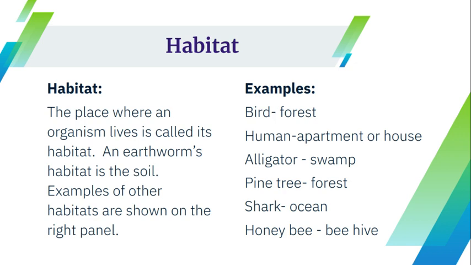Habitat. The place where an organism lives is called its habitat. An earthworm's habitat is the soil. Examples of other habitats are shown on the right panel. For example, birds' habitat would be the forest. Humans, an apartment or house. An alligator would live in a swamp. A pine tree, its habitat would be the forest. A shark's habitat, the ocean. Honeybee, a beehive.